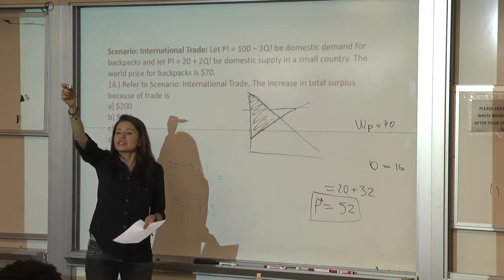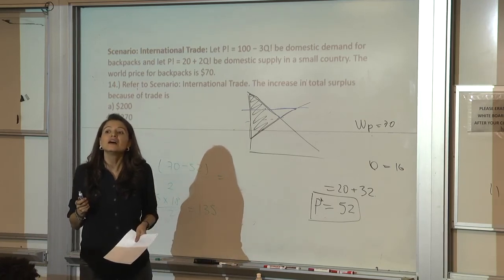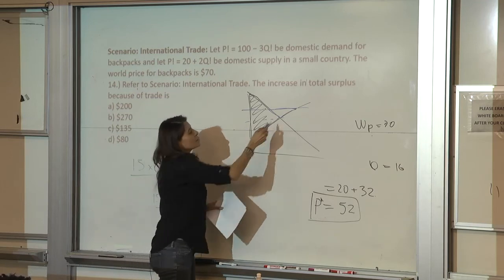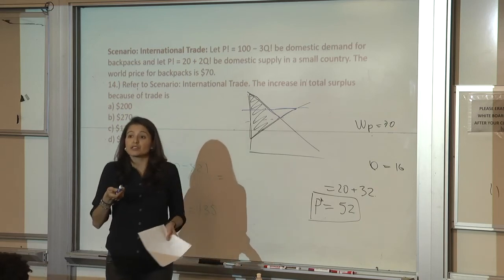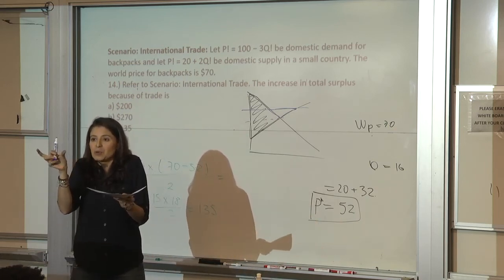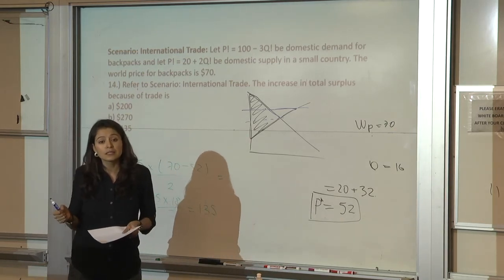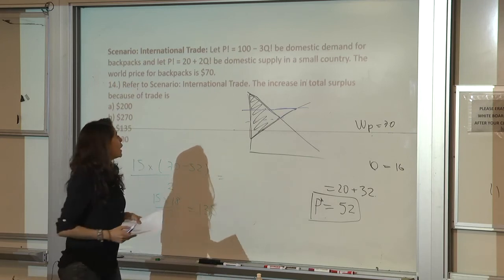There was a question in the back. Is that considered producer surplus? Is that what? Considered producer surplus? Yeah, this is mostly producer surplus because the producer is the one that is selling those quantities exported. Okay? Yeah. Yes. Is domestic price impacted by the world price in this case?